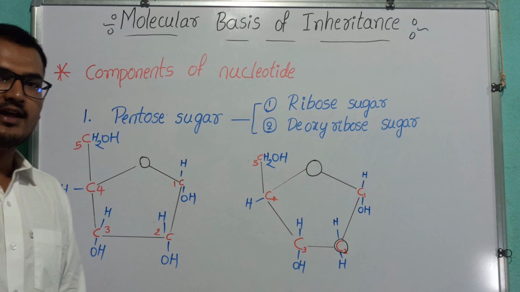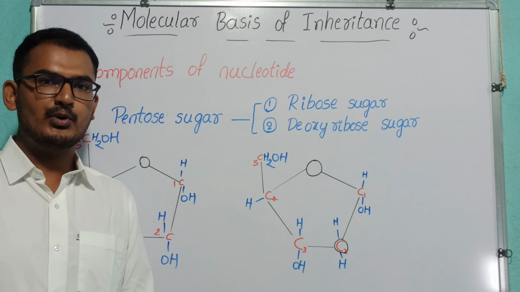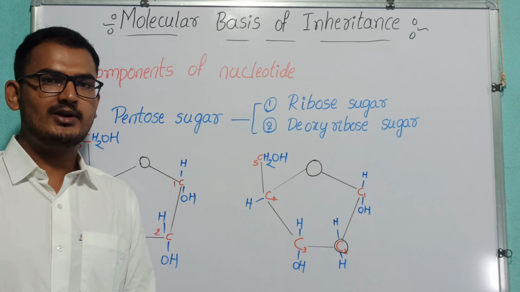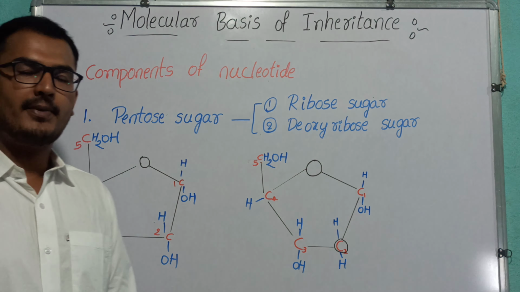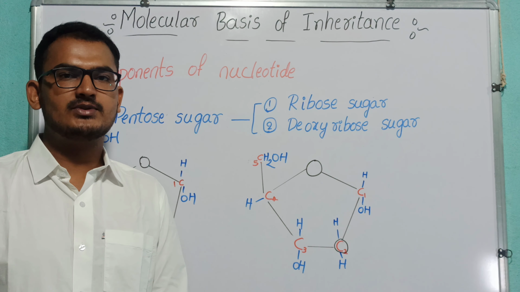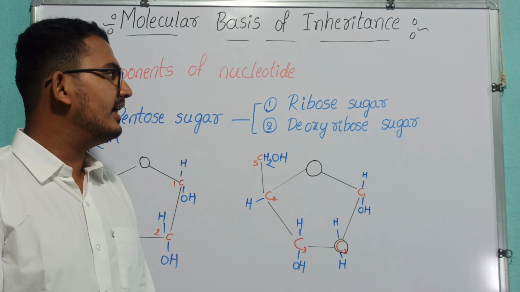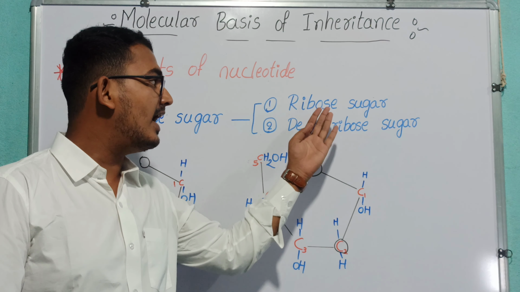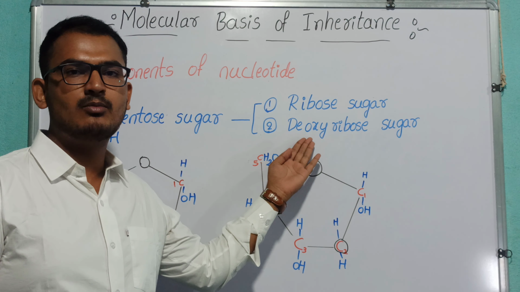Components of nucleotide are pentose sugar, nitrogen bases, they are purines and pyrimidines, and phosphoric acid. Start with pentose sugar. Pentose sugar are of mainly two types. They are ribose sugar and deoxyribose sugar. In RNA, ribose sugar is present, and in DNA, deoxyribose sugar is present. It lacks an oxygen molecule.